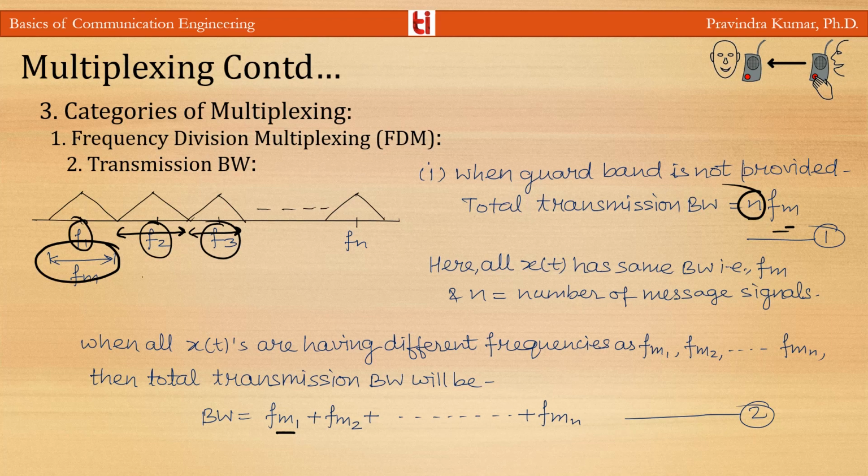And if all the x(t)s have different bandwidths, just like fm1, fm2, fmn, then we can say the bandwidth will be fm1 plus fm2 plus fmn. So this is the transmission bandwidth of the FDM system.